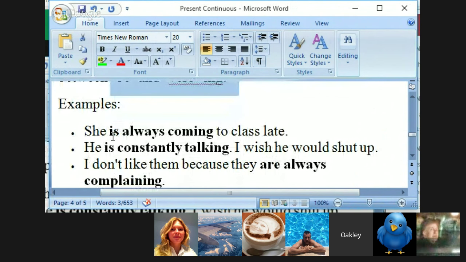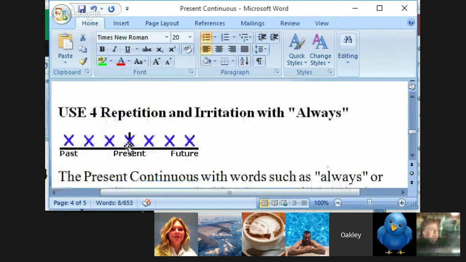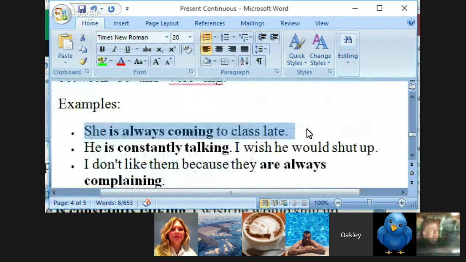So, all right, looking at the examples, she is always coming late to class. All right, we have is coming. This is present continuous tense. We're saying this to show, as the diagram states, she repeatedly in the past has shown up late. Probably today she is late. In the future we expect she will be late. And the irritating part of it, you would hear this in conversational English with the intonation. She's always coming late to class, usually exaggerating the adverb.